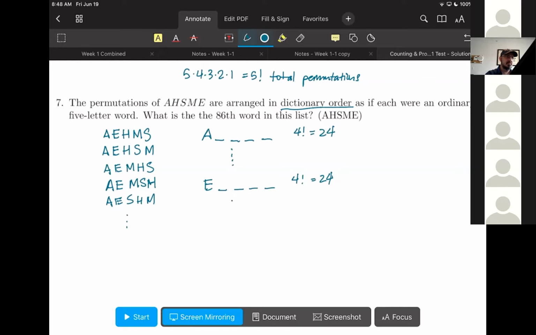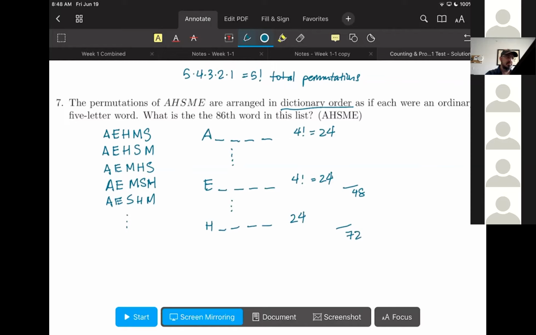And then what's after E? I write down all the ones that start with A, and all the ones that start with E. I've written down 48. Then H. We have the same number here, 24 that start with H. So here I've written down 72, which is getting pretty close to 86, the one we want. So after H, we start writing down M.